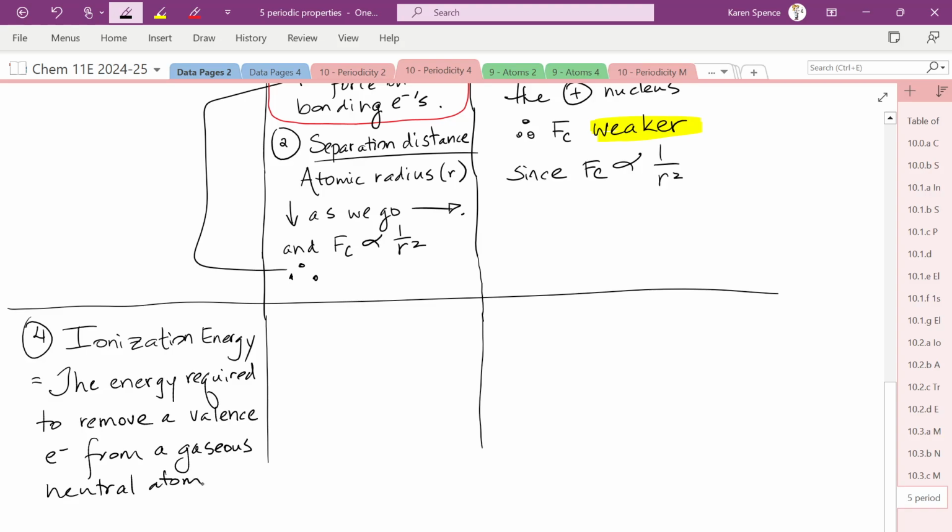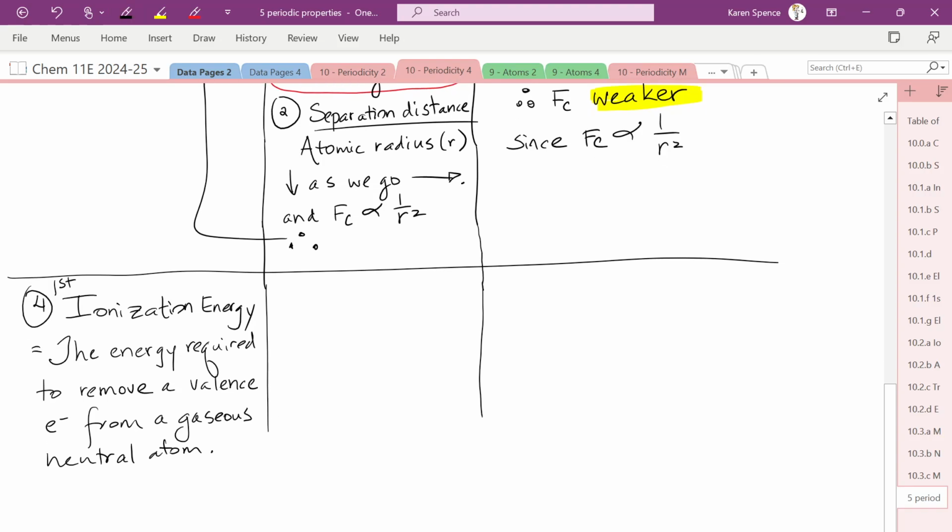Now, if we're actually going to go with that definition, if it is a neutral atom, then that is going to be our first ionization energy. If we're removing it from a +1 ion, it's going to be our second ionization energy. If it's from a +2 ion, that is going to be our third ionization energy. We'll get into that a little bit more later. If I just say ionization energy, it is implied that it is the first ionization energy unless otherwise specified. Okay?